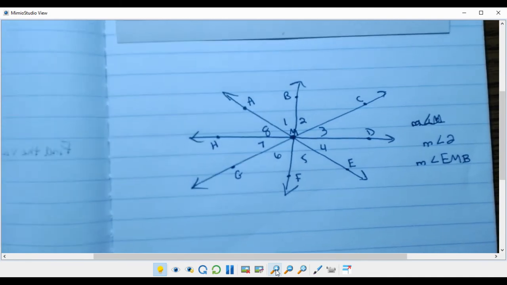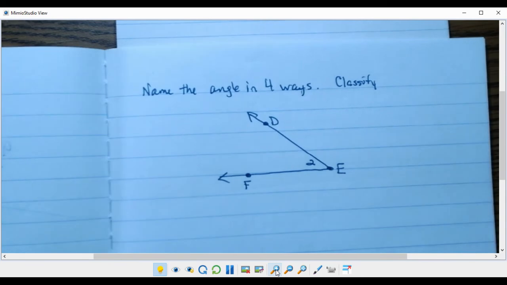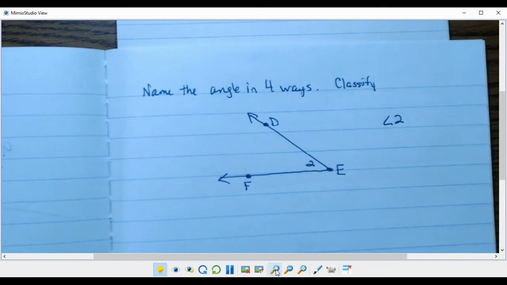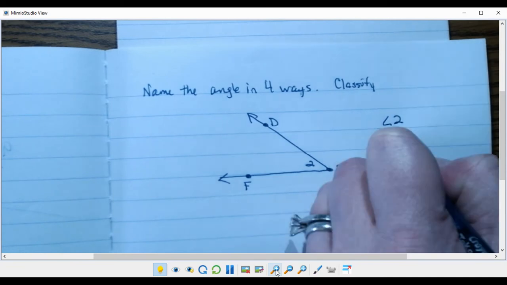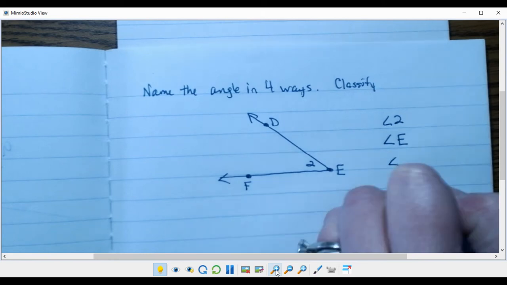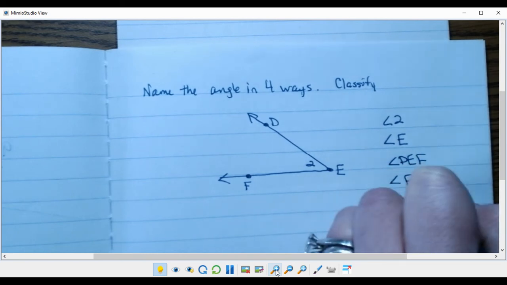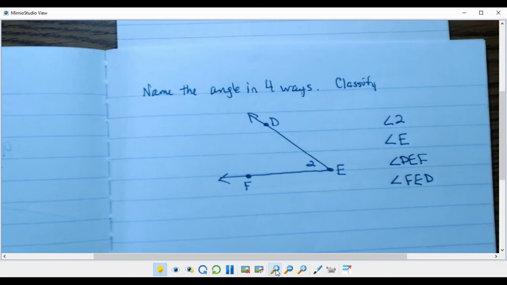Now, let's go back and review real quick how we're going to name these. So name the angle in 4 ways. Well, I can call it angle 2 by the number. I can call it angle E by the single letter. In this case, it's okay because there's nothing else that could possibly be named E. There's only one angle we're looking at. And then I can go with the 3 letters. So angle DEF or angle FED. That particular picture has 4 names.